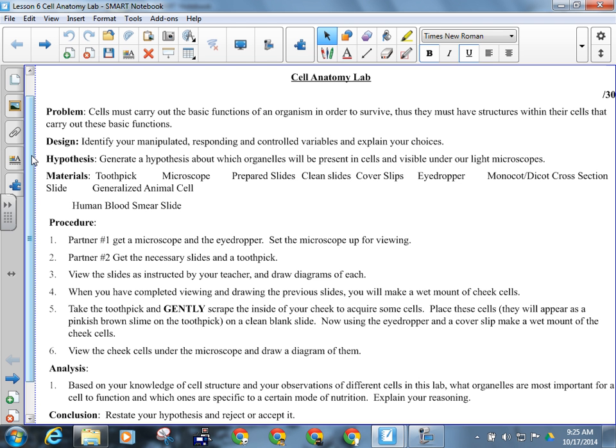So in your design, identify your manipulated, responding, and controlled variables. What are we looking at?